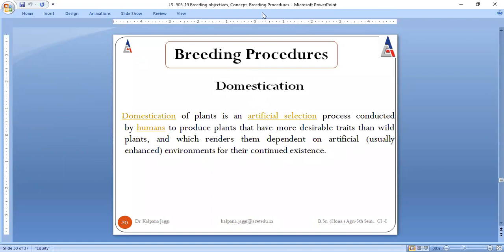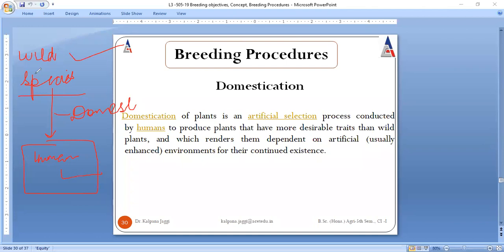Many of you must be familiar with this term. Those who are not familiar, I would like to inform. Domestication is when any wild species is taken from its natural habitat, that means from jungles, forests, and it is allowed to cultivate under the observation of humans, then we call it domestication. That is, domestication is an artificial selection. Obviously, it is artificial selection because here wild species are taken from their natural environment and introduced to the artificial environment that is created by humans themselves, right?